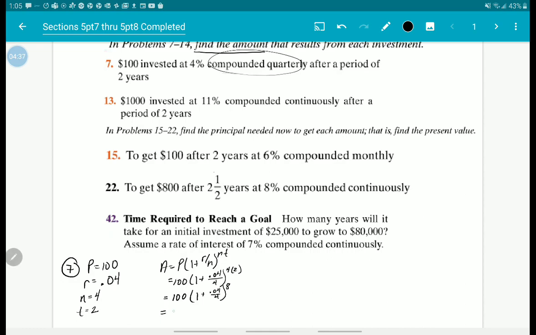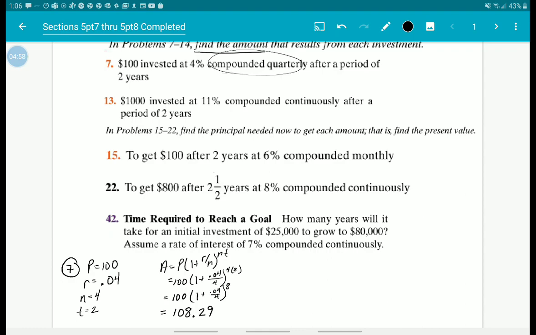When I typed it in, since we're talking about money, I'm going to round to 2 decimal places, the nearest cent. So I got 108.29. So that's how much would be in this particular account after 2 years. That is a one-time investment.